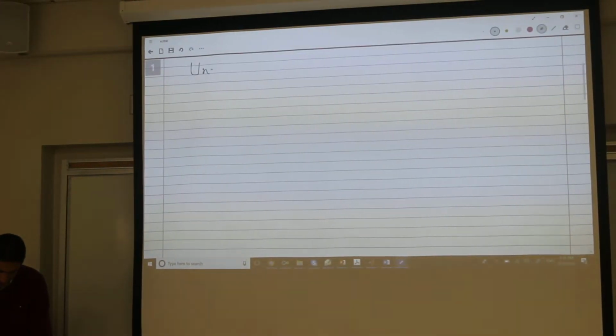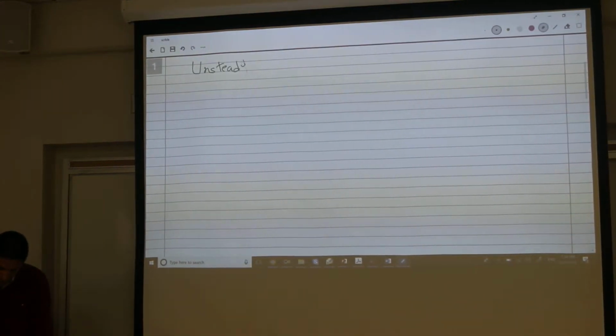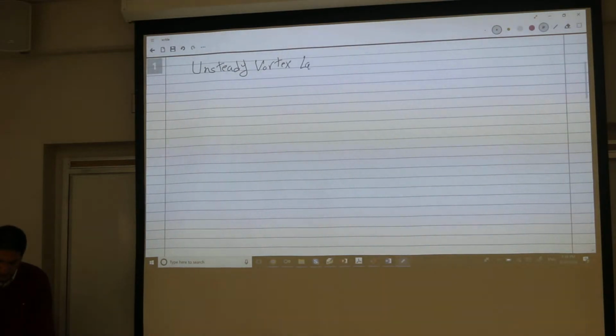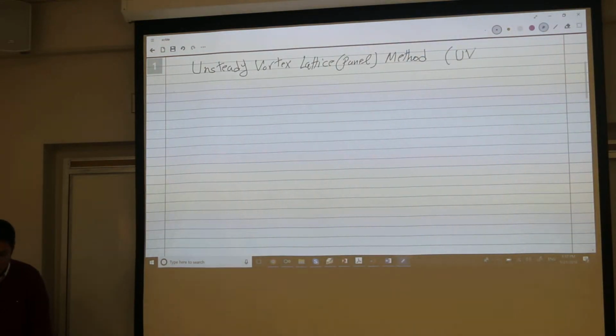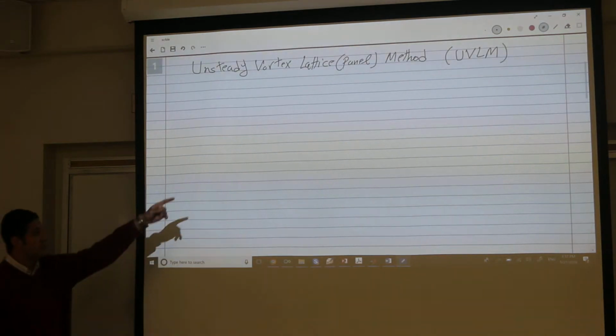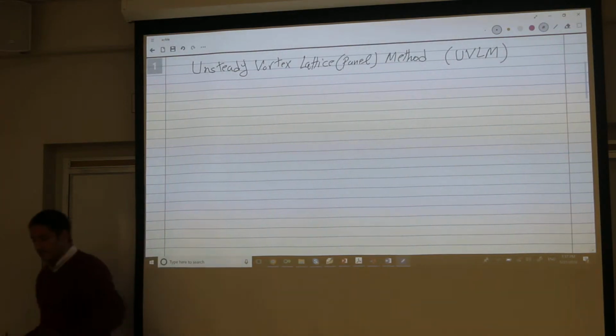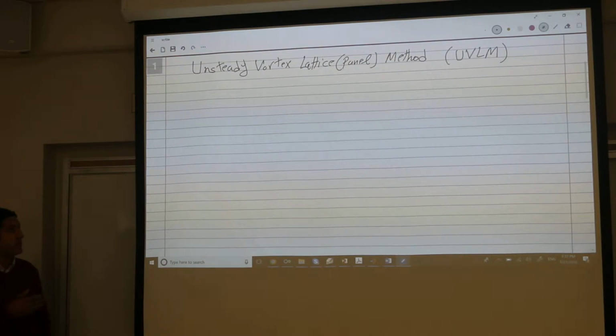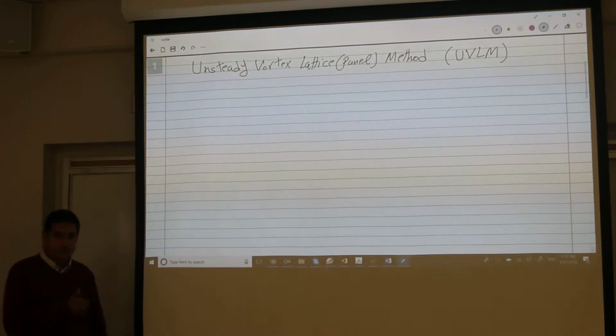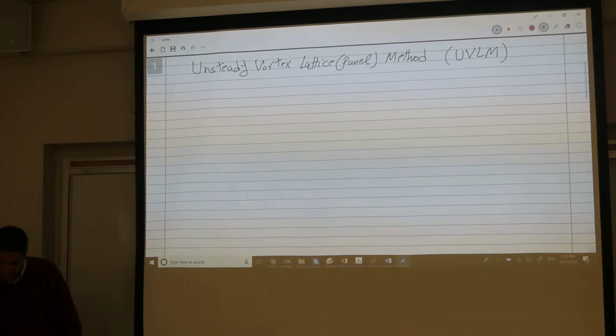Called the unsteady vortex lattice method. Some people call it the vortex panel method, or UVLM. There is the steady version of it, which is the VLM. The AVL program, the very famous AVL program, is just based on the steady version of it. And we'll consider the two-dimensional version.